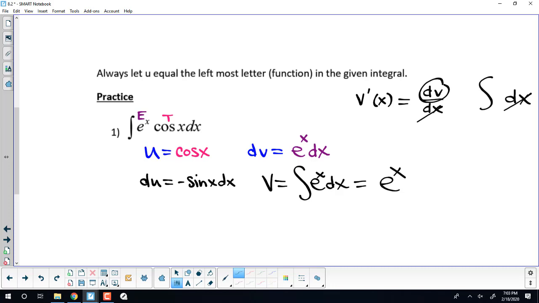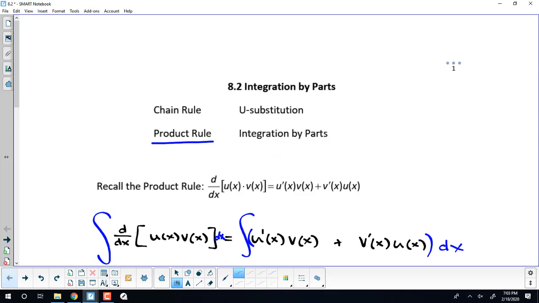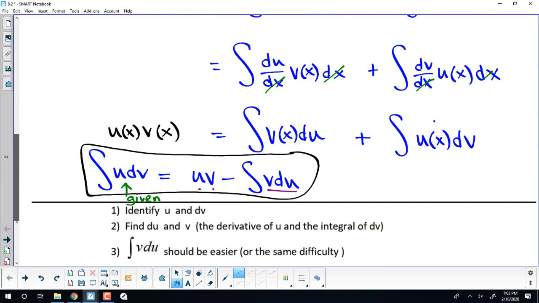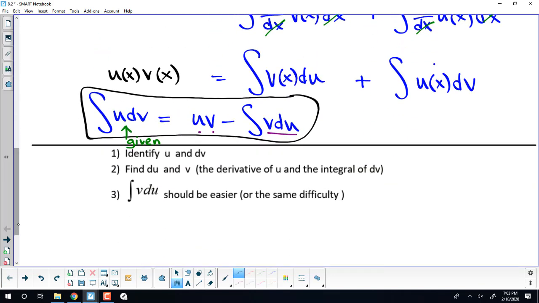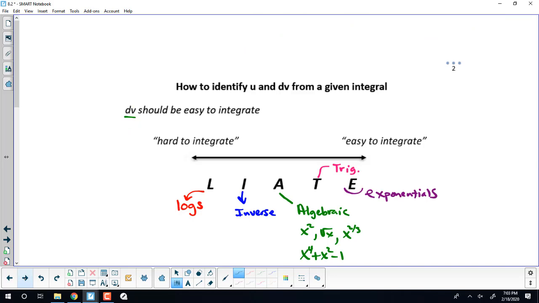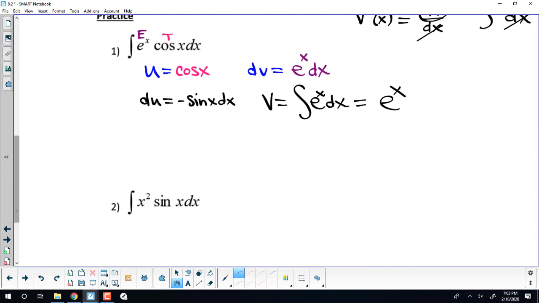So you identify your u and your dv that's given to you in the original integral. Based off of that, we take the derivative of u to get du and the antiderivative of dv to get v. Excuse me, because we have to remember where all that's going. We have to then establish u times v minus the integral of v du to integrate by parts. Okay. Any questions on this?